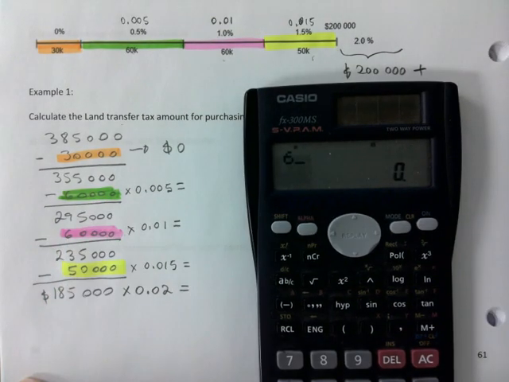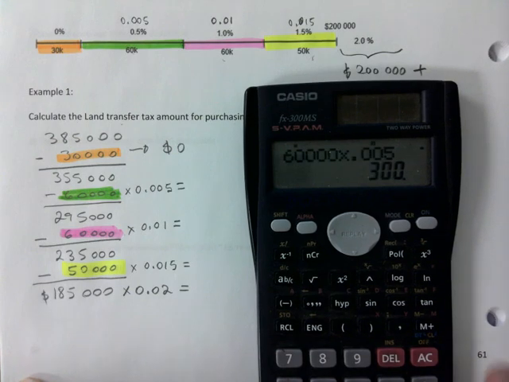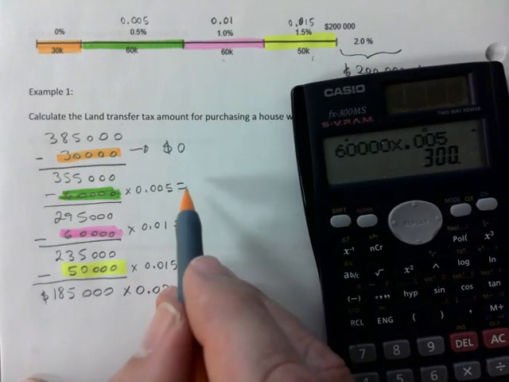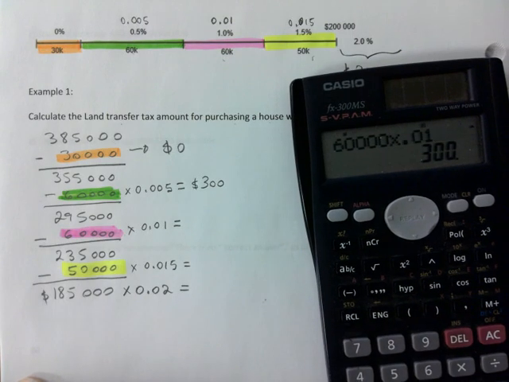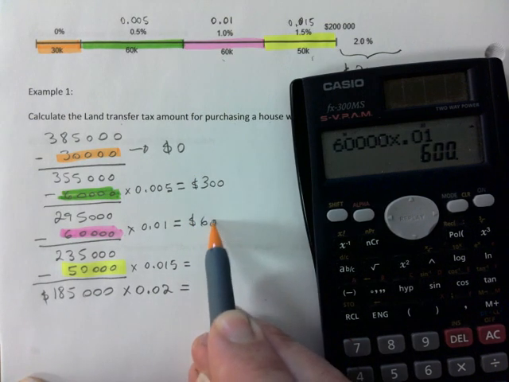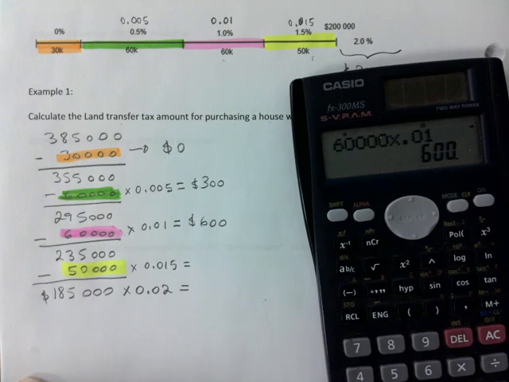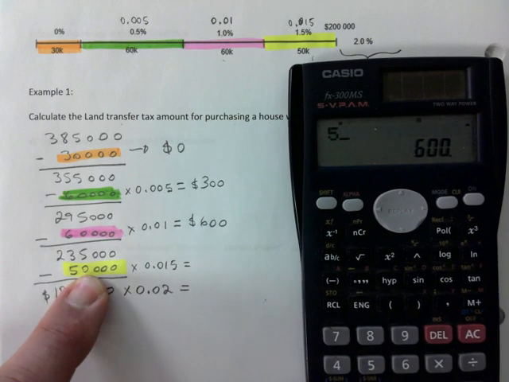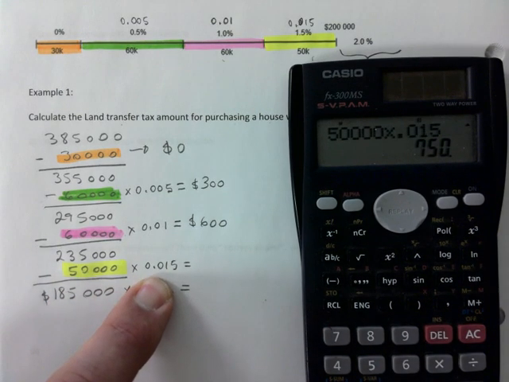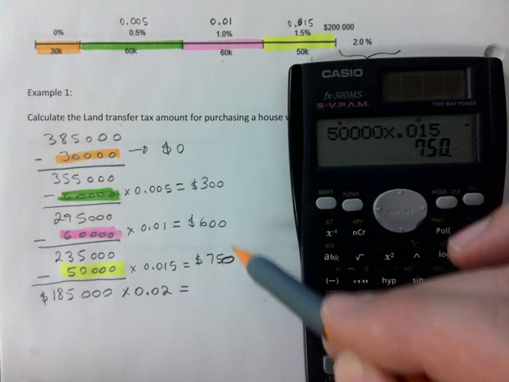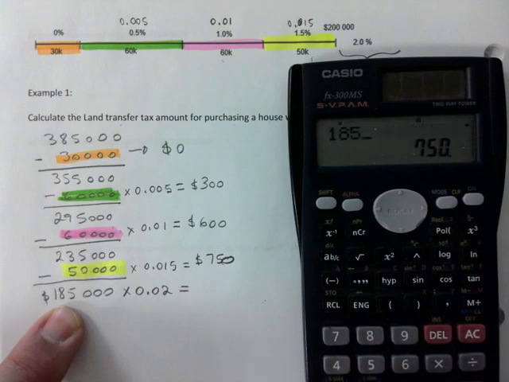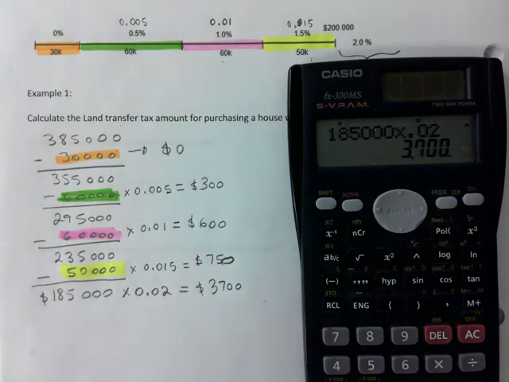You go 60,000 times 0.005. That's $300 that you're going to pay on that. So you write this down. Then it's 60,000 times 0.01. That is $600. Some of you are going to memorize these numbers. You're just going to know. You're not even going to bother typing it in. But if you need to, type it in, right? Next, 50,000 times 0.015. That's $750. So it's adding up. Like so far, we're paying these amounts. This is the biggest one of them all. 185,000 times 0.02. 3,700. You're not wrong. That is what it is.